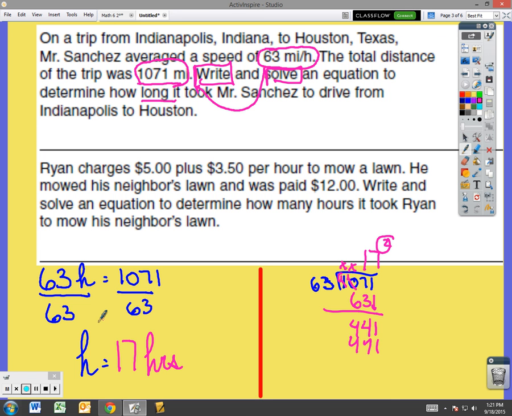All right? And again, to check it, substitute the 17 back in here, and when I multiply them out, it should give me 1,071.